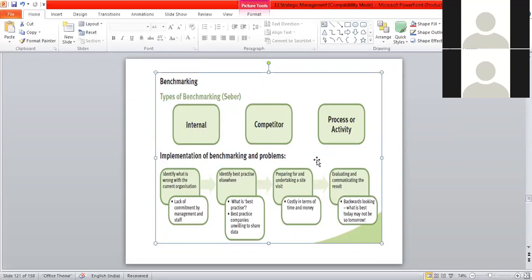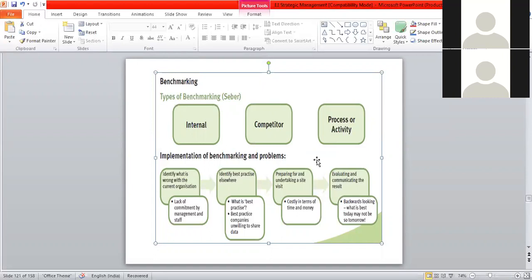So the best ones are identified for their best performance. They are decided as standards in the organization. So everybody whose performance is measured is compared with the standard, compared with the best one. So that is the whole process of benchmarking.